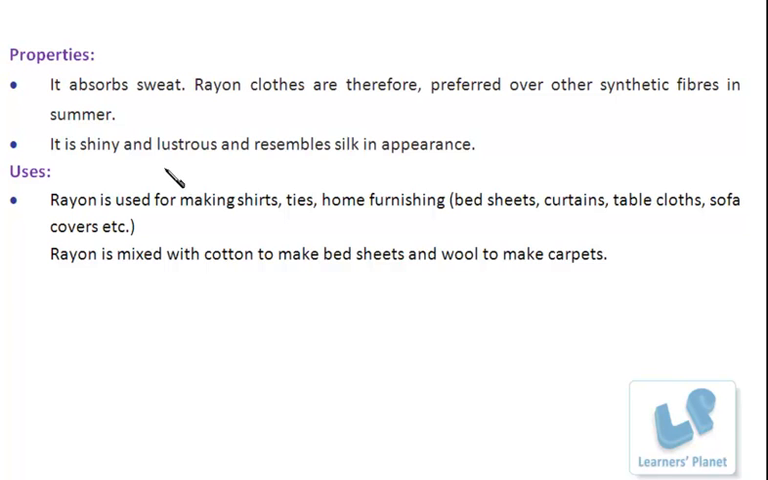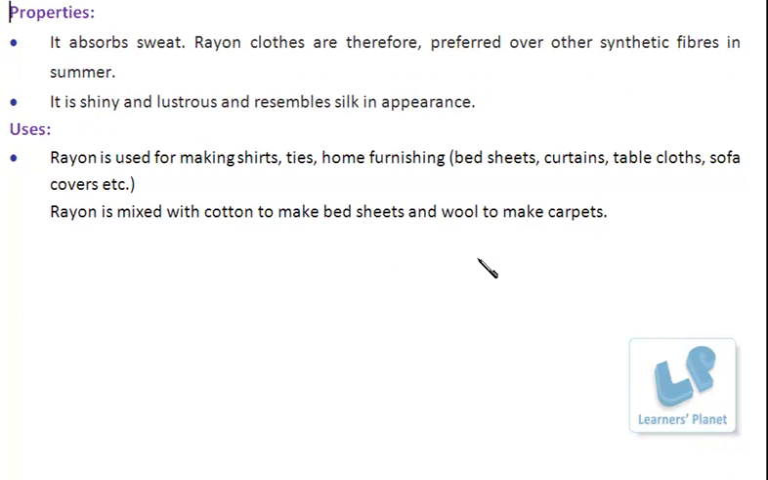As it is shiny and lustrous, it is also called what? Artificial silk. Rayon is used for making shirts, ties. Your ties are made of rayon, of course, right? Home furnishings like bed sheets, curtains, tablecloths, sofa covers are all made up of rayon. Rayon is mixed with cotton to make bed sheets and wool to make carpets. This I've already told you. So these are the uses of rayon.